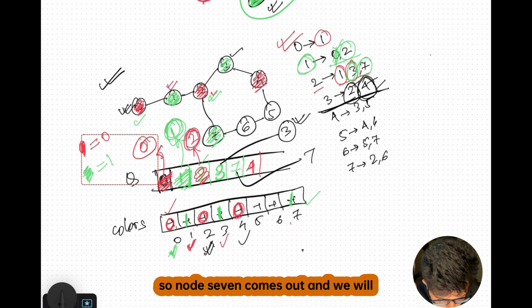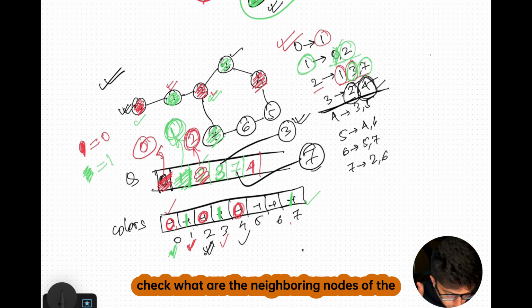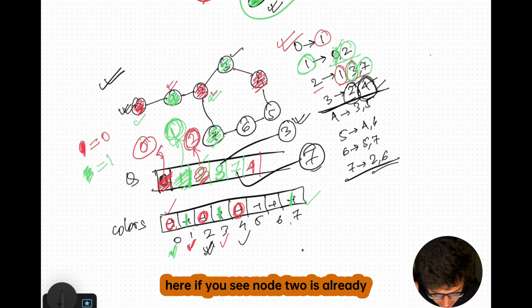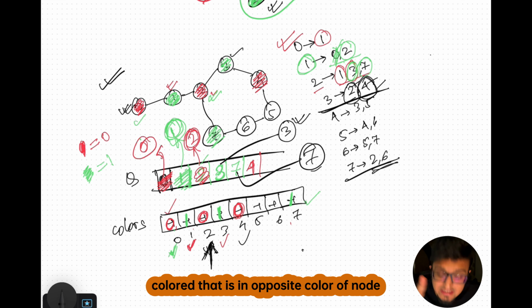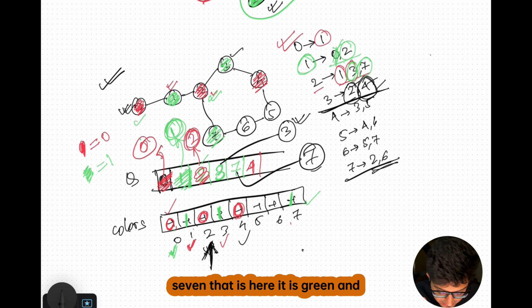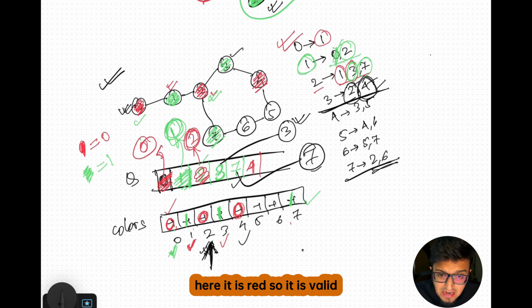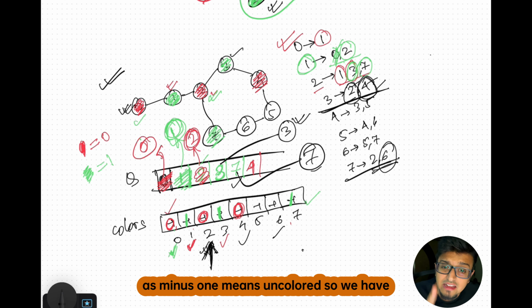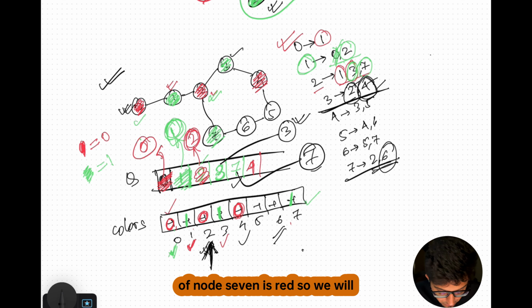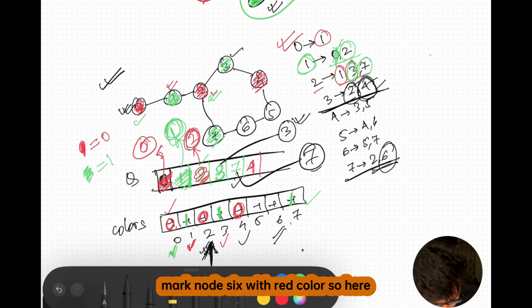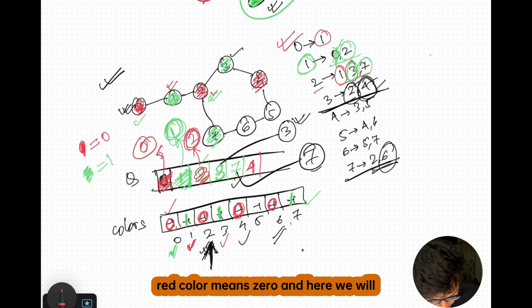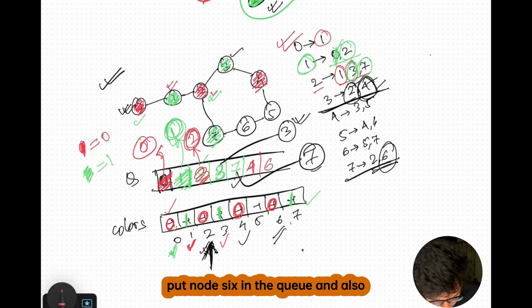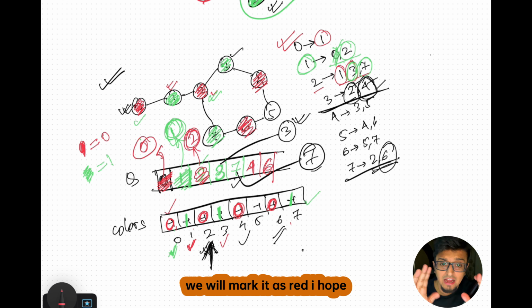Now in the next step, we will pop out the next element from the queue, which is node 7. So node 7 comes out and we will check the neighboring nodes of node 7. They are 2 and 6. Node 2 is already colored, with an opposite color of node 7: here it is green and here it is red, so it is a valid combination. Now we'll go to the next node, that is node 6. Node 6 is marked as -1, meaning uncolored, so we have to put the opposite color, and the opposite color of node 7 is red, so we will mark node 6 with red color. Red means 0, and we will put node 6 in the queue and mark it as red. I hope this is clear.